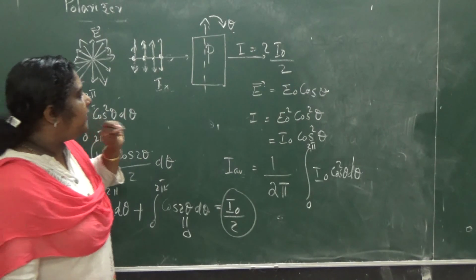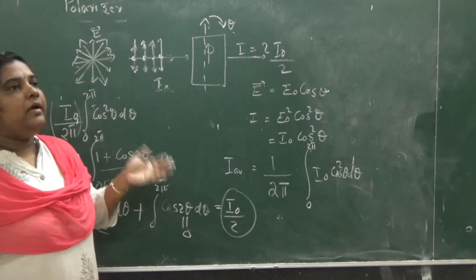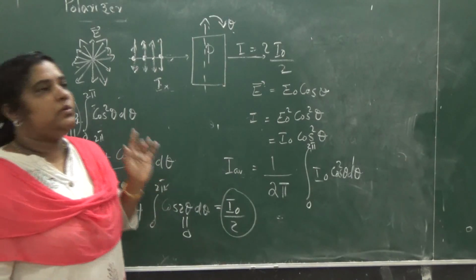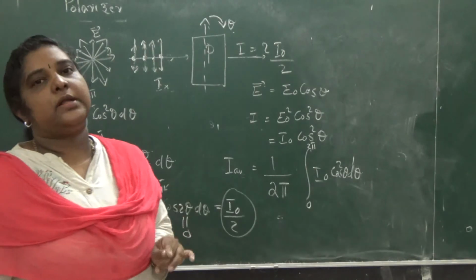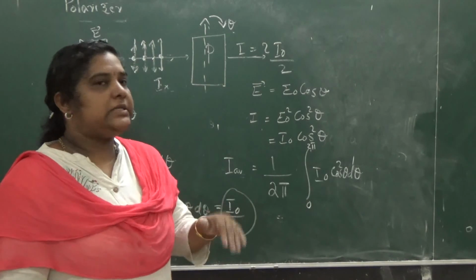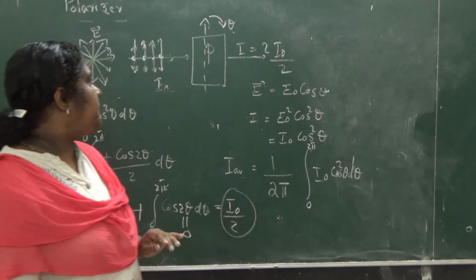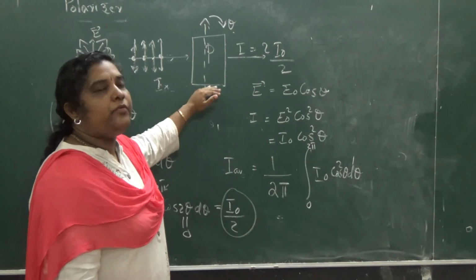So in this class I am winding up. The next part is another method for producing polarized light from unpolarized light, that is due to double reflection, that we will discuss in the next class. Okay, then one more thing here. This is a principle for Polaroids.